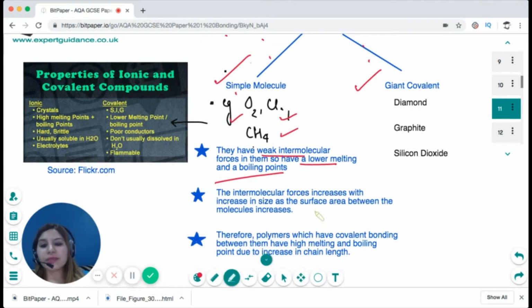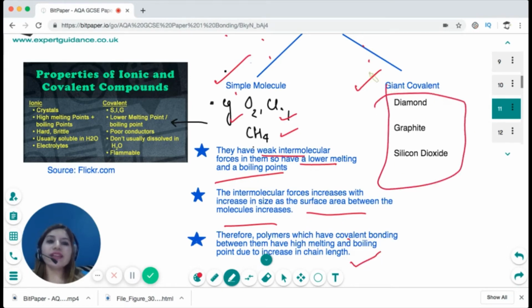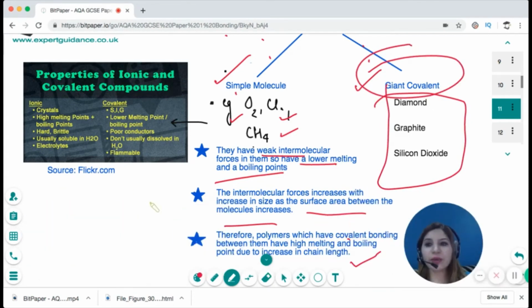However, their intermolecular forces increase with size, so polymers, which have covalent bonding, have high melting and boiling points due to their chain length. Whereas diamond, graphite, and silicon dioxide are examples which have a giant covalent structure, therefore they have high melting and boiling points. Now ionic compounds, let's compare the difference between ionic and covalent compounds.